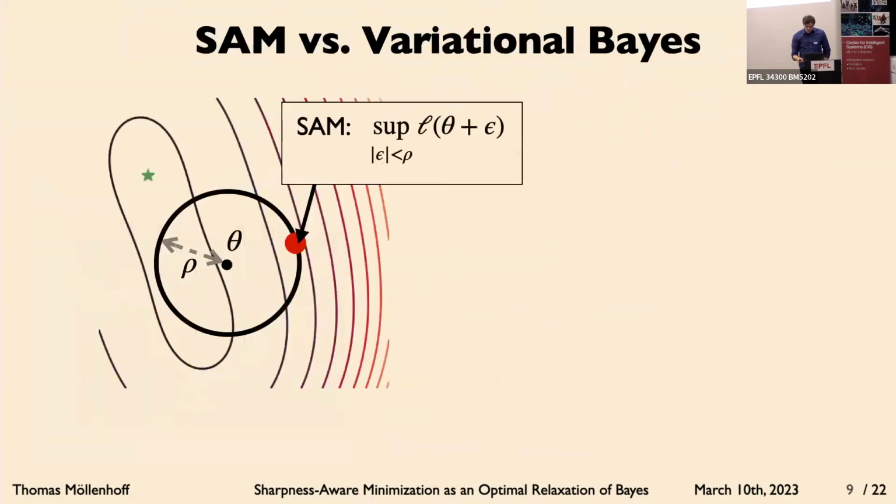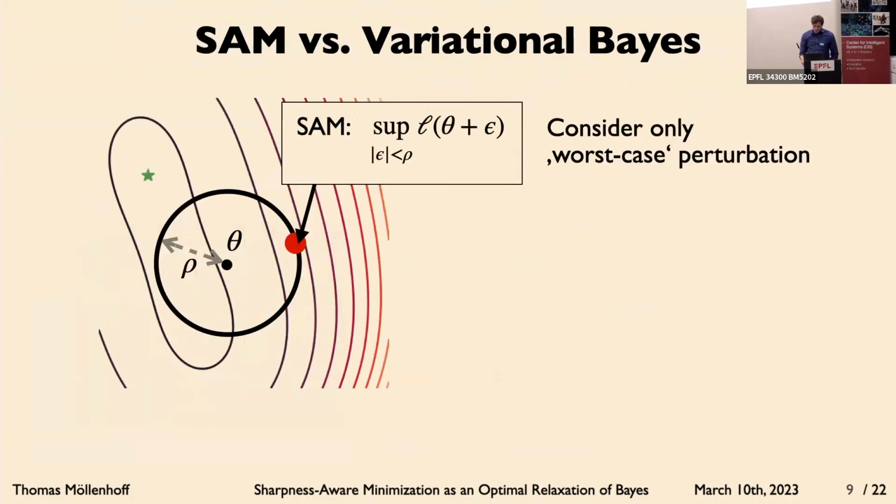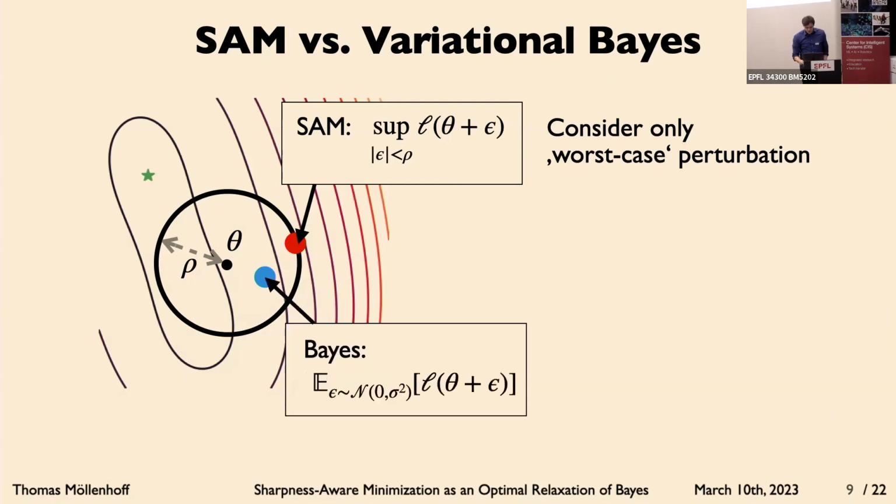So we have two similar looking things. We have the SAM loss, which considers only the worst case perturbation. We have the Bayesian approach, which rather than looking at the maximum inside some ball, picks a random sample from our posterior distribution and averages many of these random samples. So we average over multiple perturbations. These look somehow related, like the rho could be loosely associated with the sigma squared, but there's no precise connection.